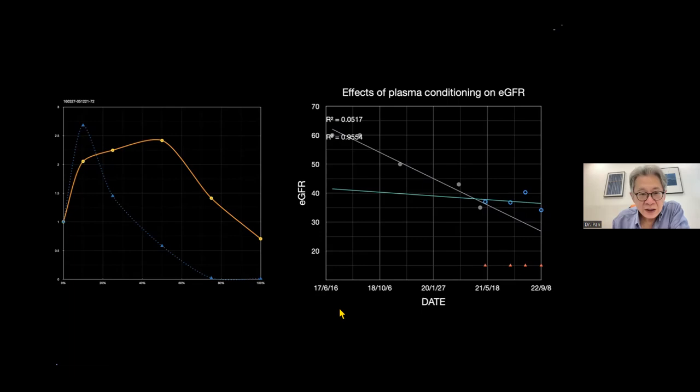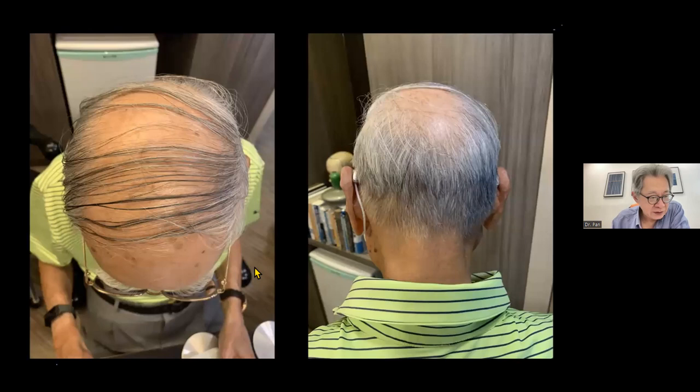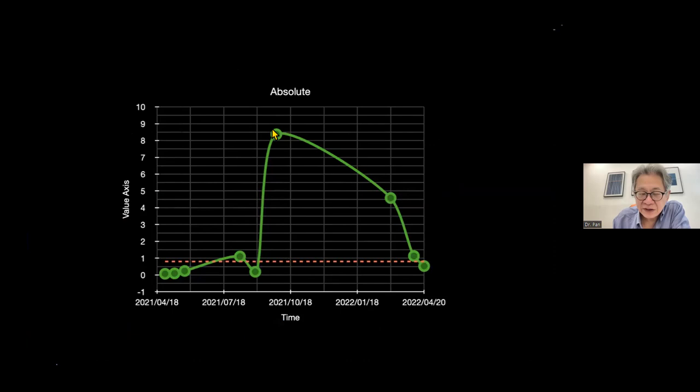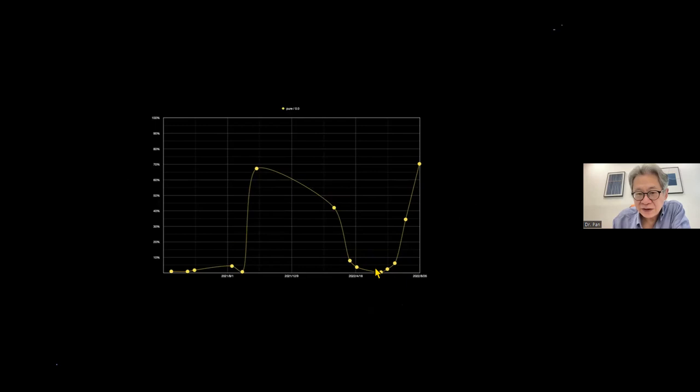And the guy also began to grow out black hairs. What's more interesting is that he came back about 3 months later, and you can see the stem cell viability had dropped to about half from the maximum. In other words, the effect of the plasma conditioning, after you reach the 120 times, was maintained for about 3 months. And you can keep on doing this. You can see the stem cell viability testing results correlate extremely well with the plasma conditioning. And these are the EGFR data, continuing on.